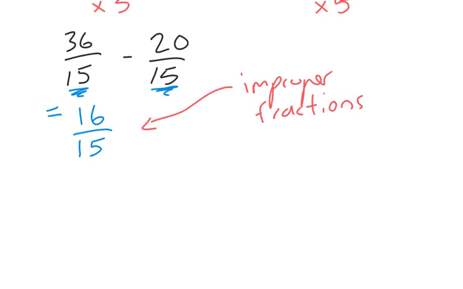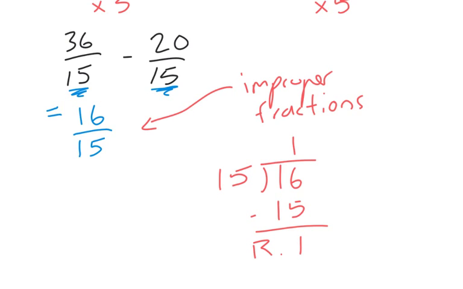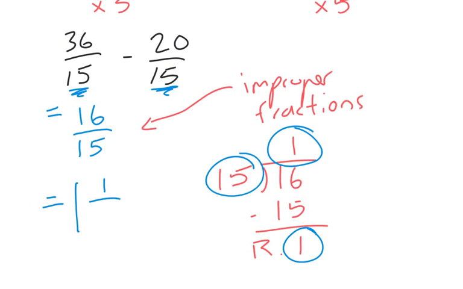So what we're going to do is we're going to take 16 and we're going to divide it by 15. So 15 goes into 16 once. 1 times 15 is 15. We're going to find the difference, and the difference is 1, which leaves us a remainder of 1. So the 1 up here is going to be the integer. The remainder down here actually is going to be the new numerator, and the 15 over here is going to be the denominator. And our final answer is 1 and 1 over 15.